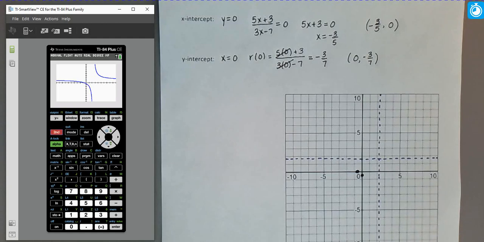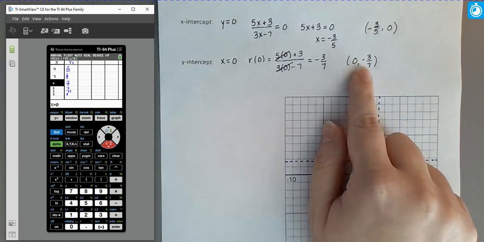So I'm going to go to the second graph, and I'm going to open up the table associated with this graph. Now, depending on the values you have for your intercepts or for your asymptotes, you can actually look for those values here in the table. So notice here at 0, we have 0, -3/7, and that was our y-intercept. So that confirms that that value was correct.